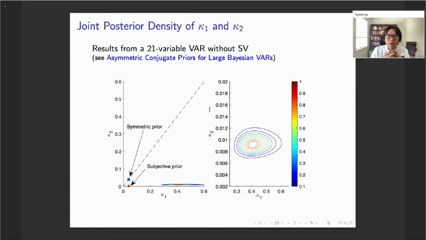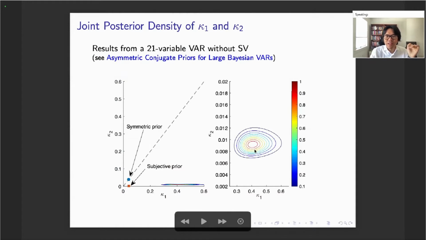Here is one of my favorite graphs, from a paper of mine on the asymmetric conjugate prior. On the right panel is the joint posterior density of kappa 1 and kappa 2. Remember, kappa 1 is the shrinkage strength for own lags, and kappa 2 is for other lags.